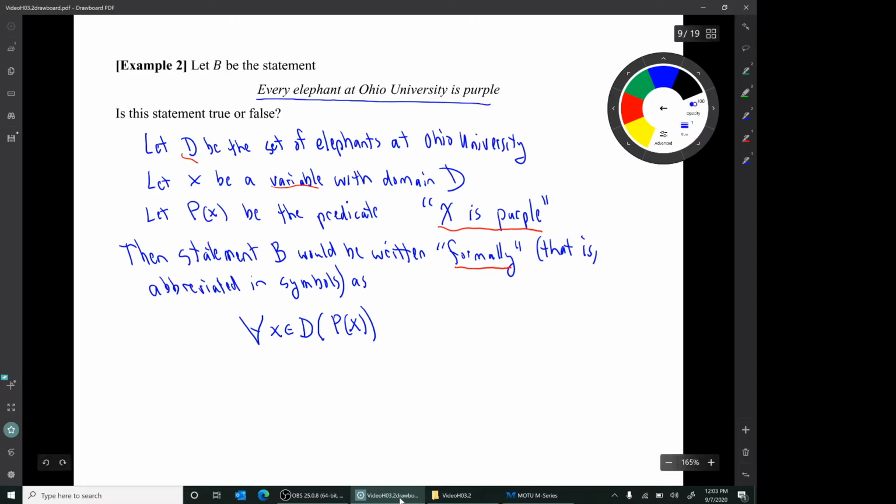What would be the negation of B? In symbols, we see that the negation of B would be, there exists an x in D such that not P of x. In words, written informally, we'd say, there exists an elephant at Ohio University that is not purple.